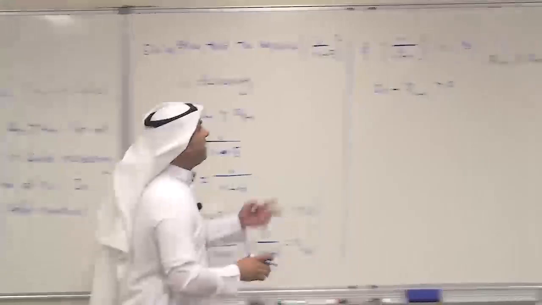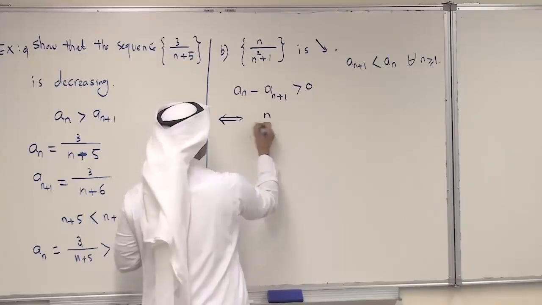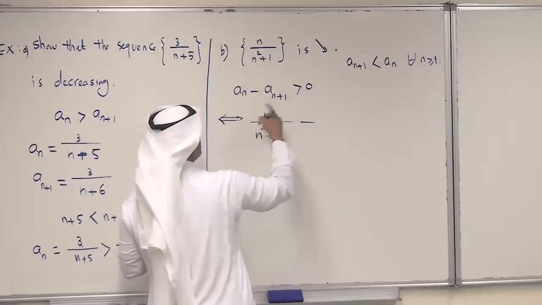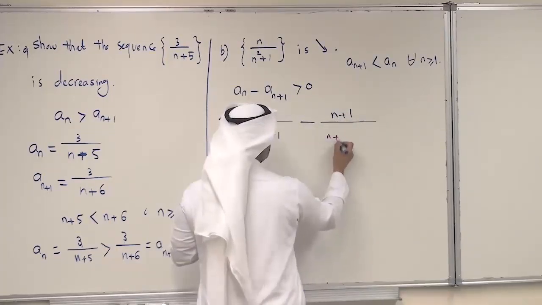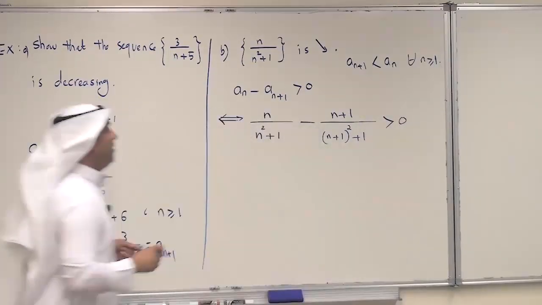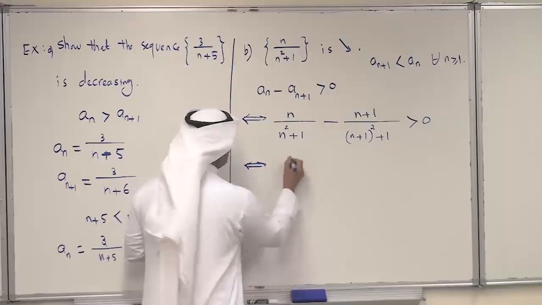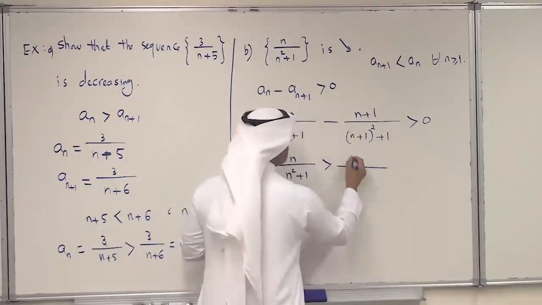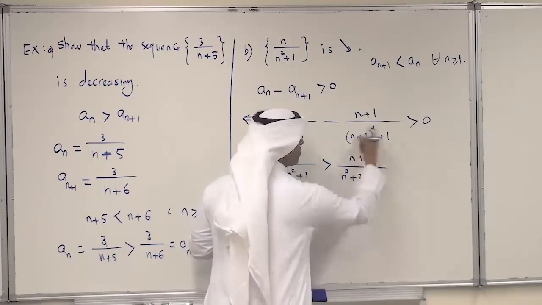Okay, this will be greater than 0 if and only if I can say like this. Now what is a_n? a_n is n over n squared plus 1, minus a_(n+1), which is n plus 1 all over (n plus 1) squared plus 1. If we can show that this is greater than 0, we are done. But this is true if and only if n over n squared plus 1 is greater than n plus 1 over, opening or expanding this square, n squared plus 2n plus 1 plus 1, that's plus 2.